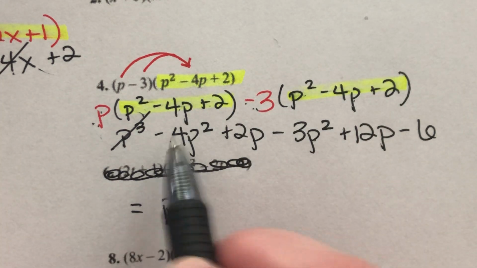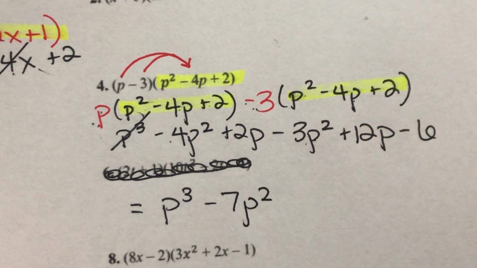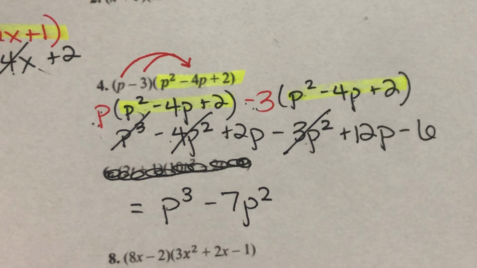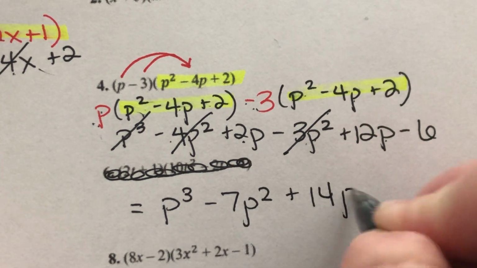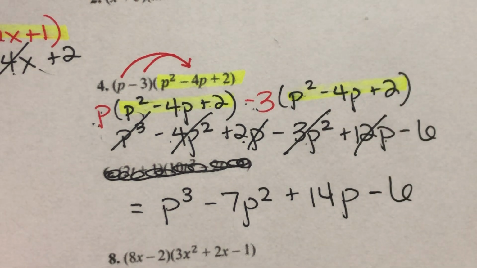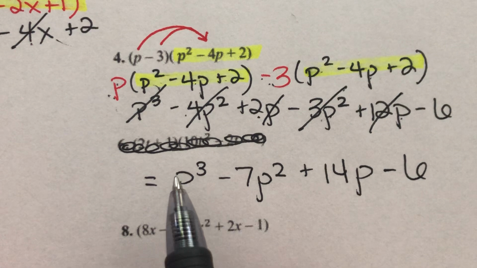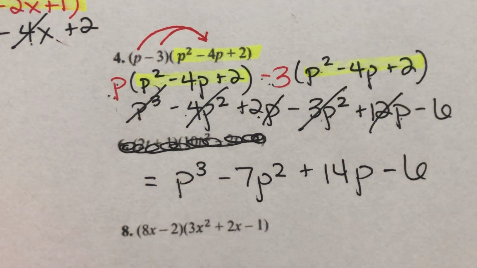Then I've got p squared. So I've got negative 4p squared minus 3p squared. That's negative 7p squared. Use those. Then I've got 2p plus 12p, which is positive 14p. And then I've got that negative 6 hanging off the end. So that's my answer. I should have combined all like terms, and this is all I have left.